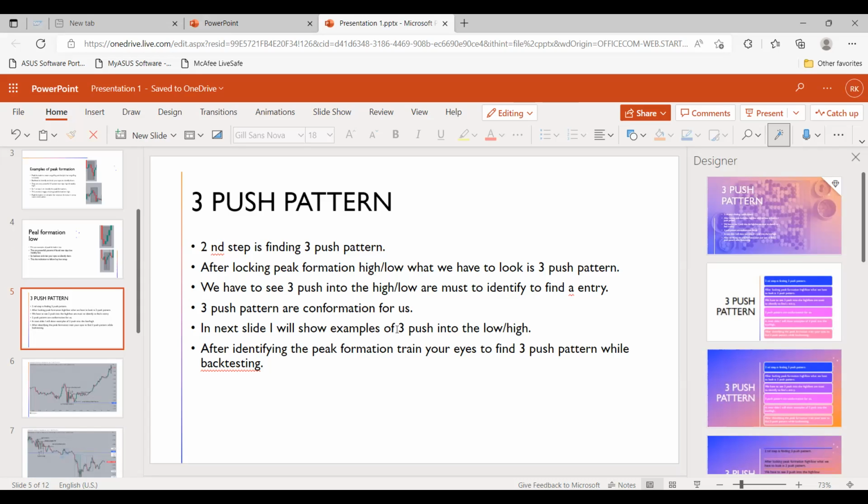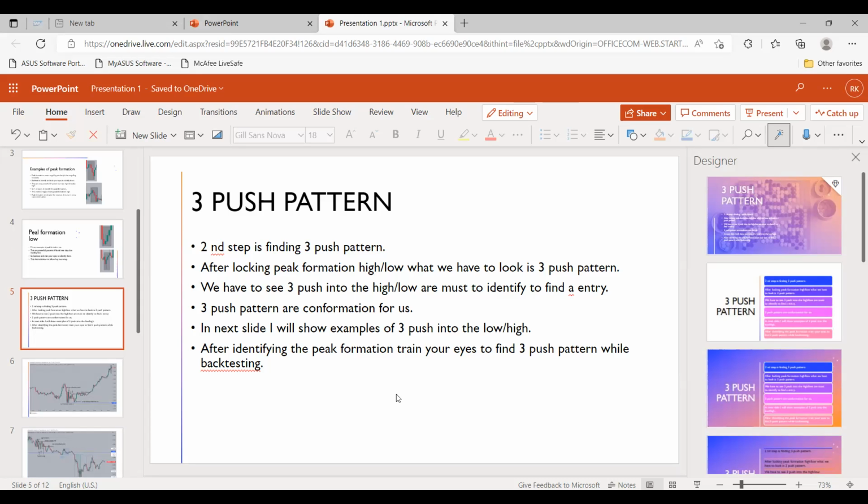In the next slide, I will show you an example of three push into the low or the high. After identifying peak formation, train your eyes to identify the three push pattern while backtesting. When you are backtesting the peak formation, the first step is to only identify the peak formation near the day's high, or the previous day's high, or a weekly high, right?